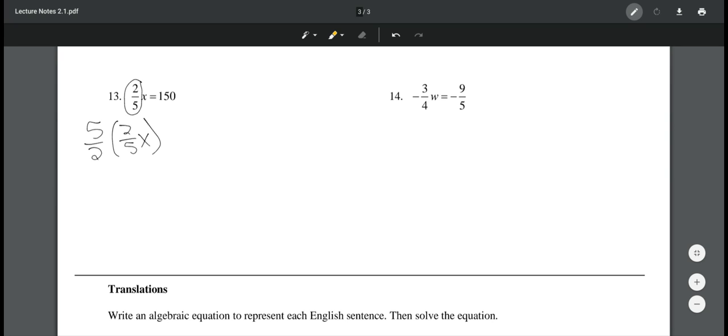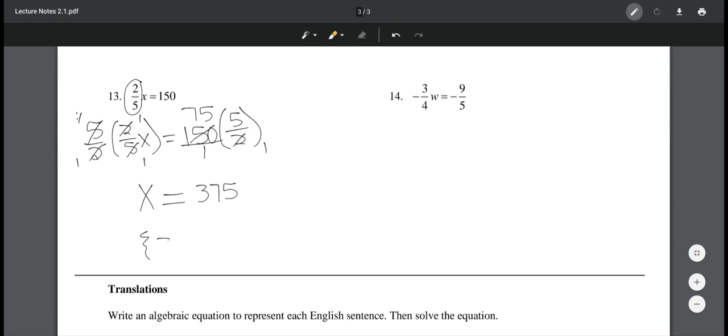When I do that, on the left-hand side, the 5 over 2 and the 2/5 will cancel. 2 goes into 2 once, 5 goes into 5 once. So I end up with x. Now over here, I have to do the same thing. So if I put 150 over 1, 2 goes into 150 75 times, and 75 times 5 is 375. So my final answer for number 13 is 375.